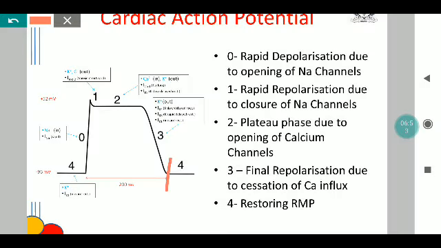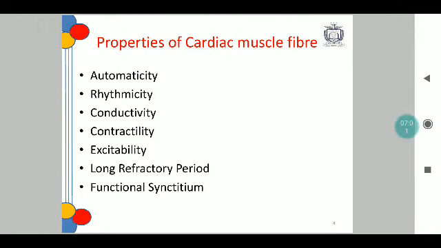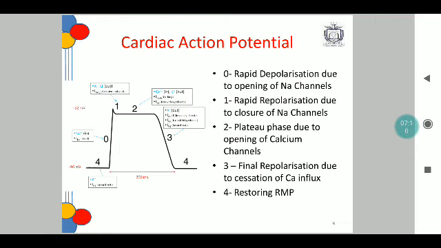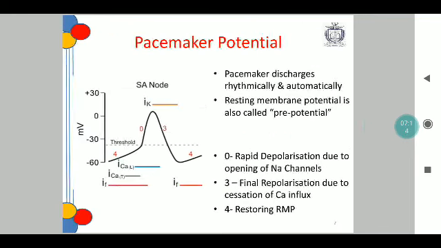Now, restoring the resting membrane potential ensures that the system is brought back to normal such that the next cycle can begin. This is a continuous process. This is an automatic process. It is a rhythmic process. This impulse is conducted and it results in contractility. So, based on this one action potential, we have understood the unique property of the cardiac muscle.